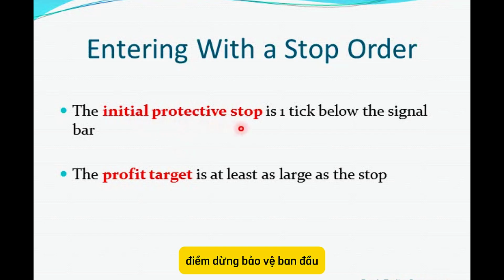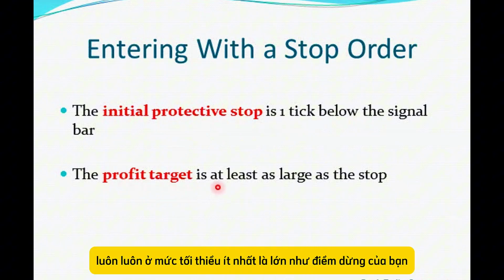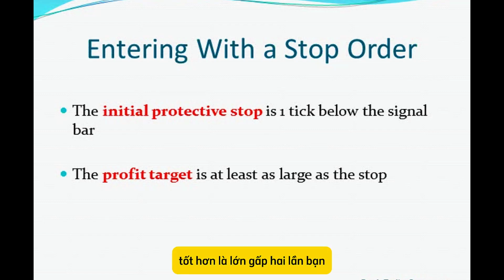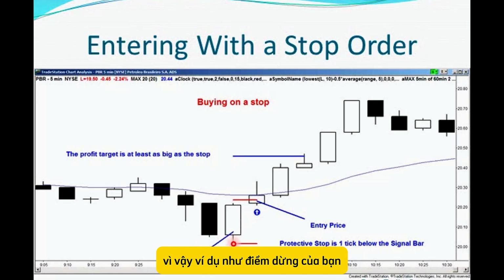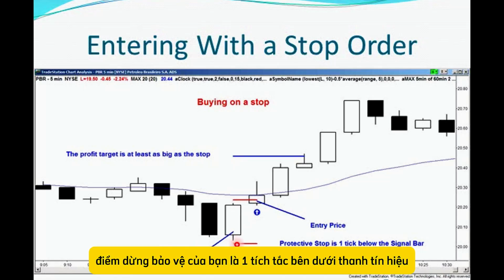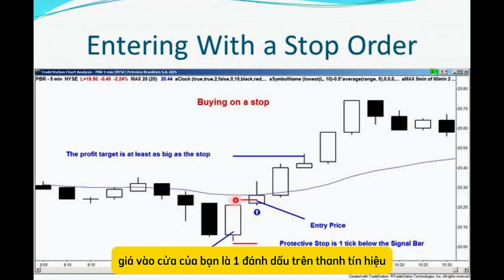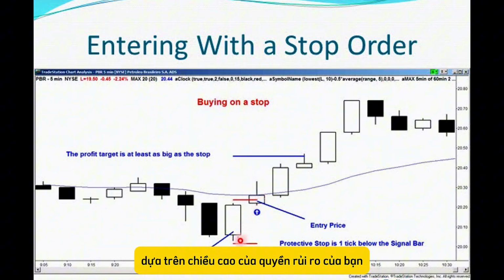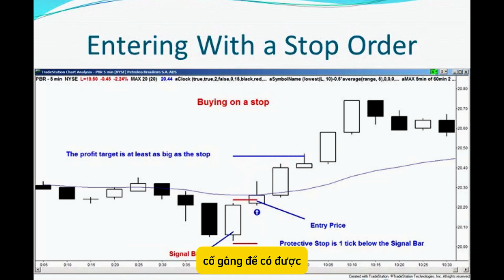The initial protective stop is one tick below the signal bar, and the profit target always, at a minimum, is at least as large as your stop, preferably 2 times as large as your stop. So for example, your protective stop is one tick below the signal bar. Your entry price is one tick above the signal bar. A minimum objective would be a measured move up based upon the height of your risk. All right, so this is how much you risked, and this is a measured move up equal to the distance between the 2 red bars, and that would be the minimum profit target that anyone should ever try to get.